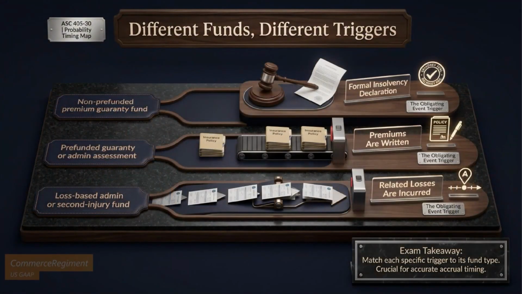Different assessments have different probability triggers, and this is a classic exam trap. For a non pre-funded premium guarantee fund, probability may be tied to the formal insolvency determination by the regulator. For a pre-funded guarantee or administrative assessment, the trigger may follow related premiums written. For a loss-based administrative or second injury fund, the trigger follows the related losses incurred. Do not use one trigger for every assessment. The trigger determines the reporting period, and the reporting period determines whether the liability belongs in this clause.